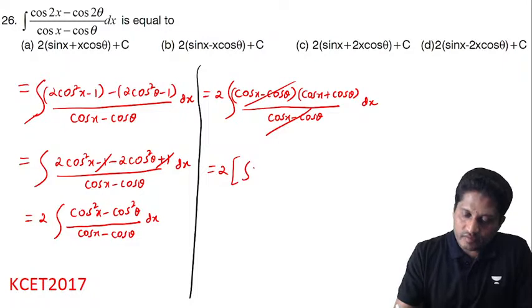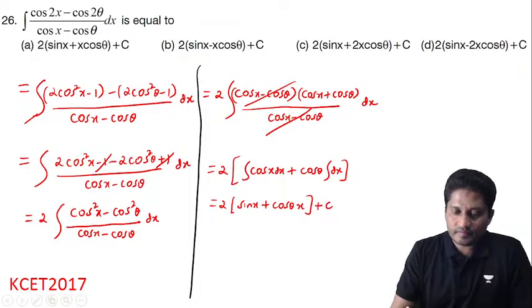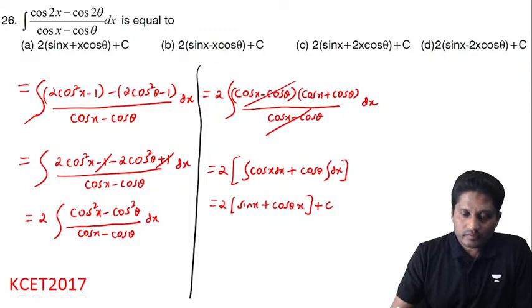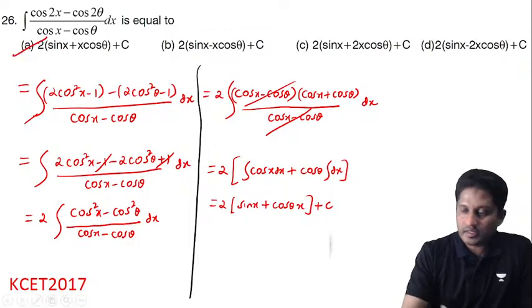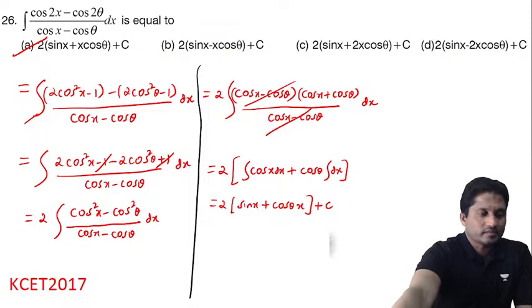We will get integration of cos x dx plus cos theta out, integration of dx. Okay, now 2 is a constant, integration of cos x is sin x plus this is cos theta, integration of dx is x, then this is plus c. Right, answer is first option. 26 is option A. Let's move to the next question.